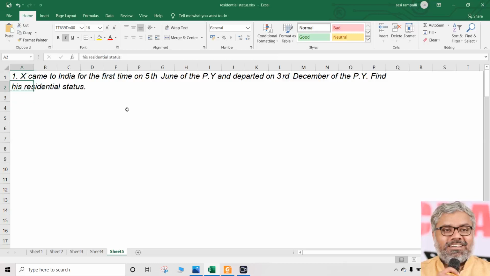First question: X came to India for the first time on 5th June of the previous year and departed on 3rd December of the previous year. Find his residential status. Certain facts are very important. X, Y, Z is not important. That he came for the first time to India is important. Means what? Prior to the previous year, he was never in India. Never he came to India. For the first time, he is coming to India. That is a fact which is to be noted.